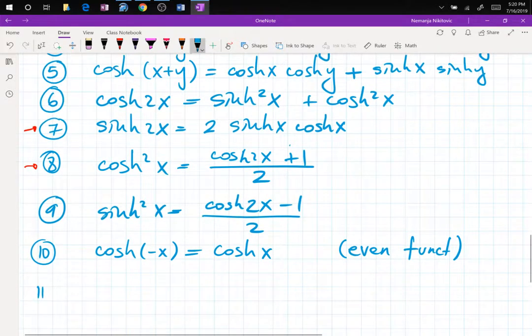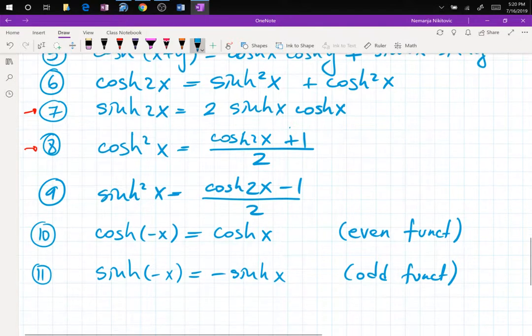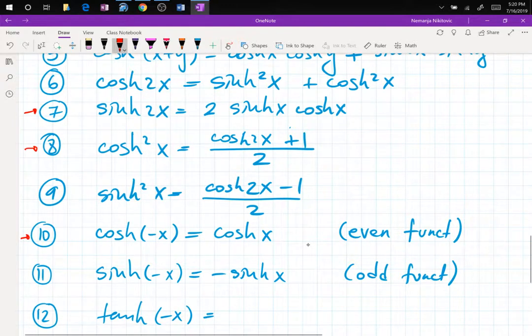And we have 11: sine hyperbolic of negative x is equal to negative sine hyperbolic of x, odd. Now this follows exactly what trig has, which is good. And tangent is also odd for hyperbolics, just like the other ones. So all 3 of these, if you erase the h's, work exactly the same as in trig.